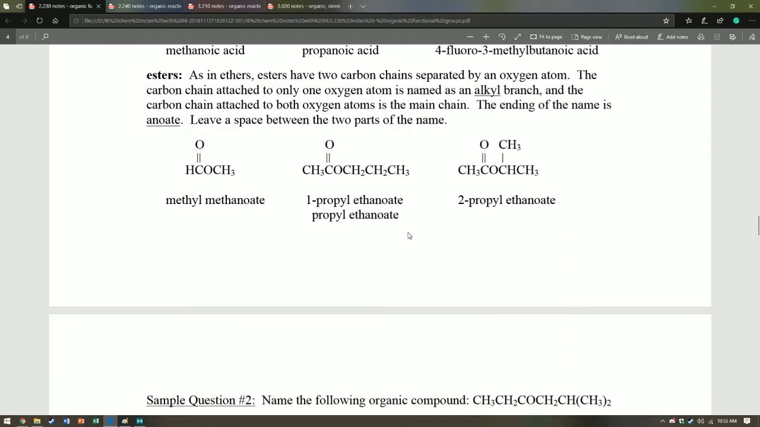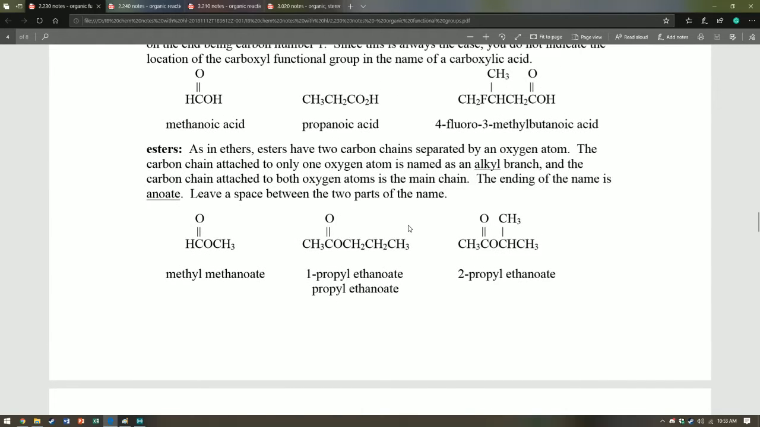And then lastly, we have the ester, which ester naming is a bit weird. When we go into discussing how they're actually made, it does make quite a bit of sense, but the way you name esters is the carbon that is attached to both oxygen atoms is basically the main branch, whereas this side branch here would be described as a side branch. So this would be methyl methanoate.